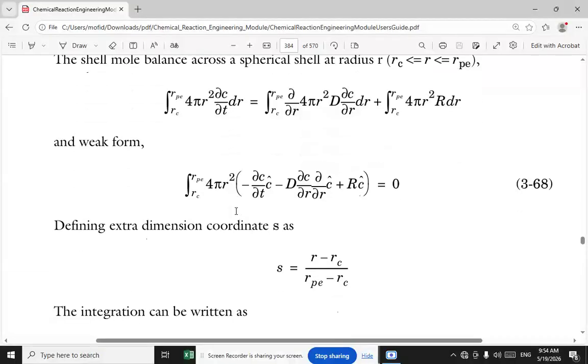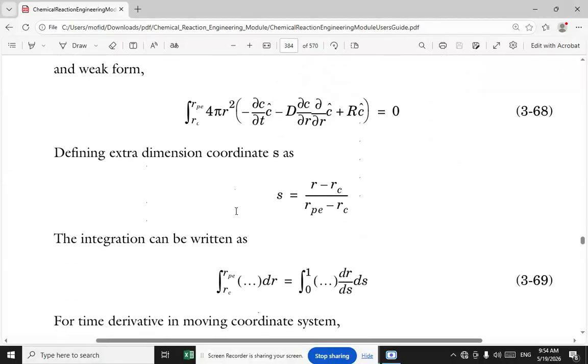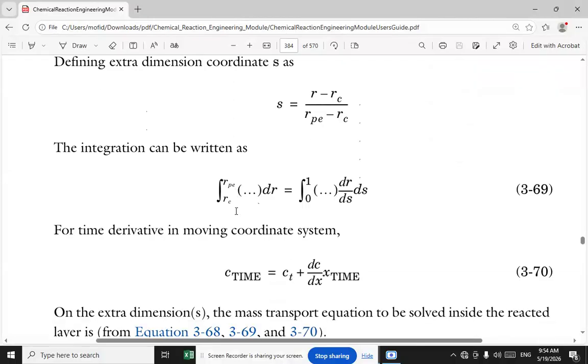In weak form, we have an integral, lower boundary RC, upper boundary RP, of 4π r² times minus the derivative of concentration with respect to time multiplied by the test function, minus D times the derivative of concentration with respect to the radius times the derivative of the test function with respect to the radius, plus R times the test function, equal to 0. Defining extra dimensional coordinates S as S equals R minus RC divided by R pellet minus RC.